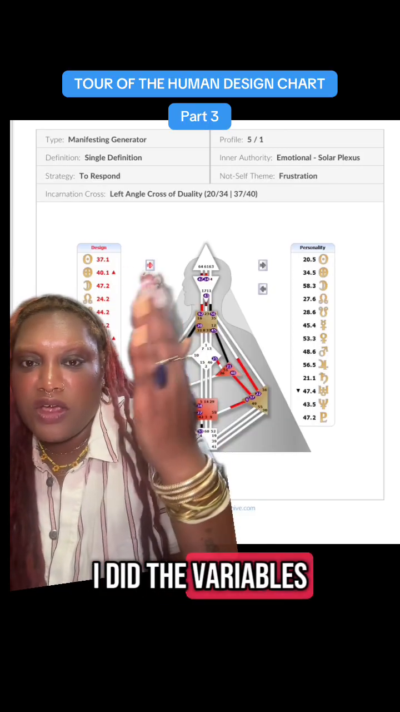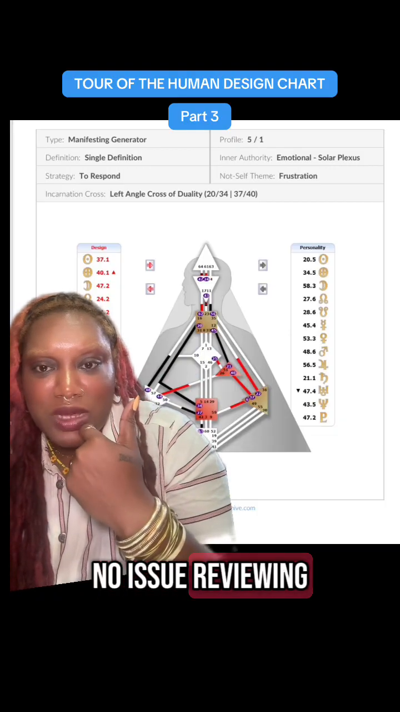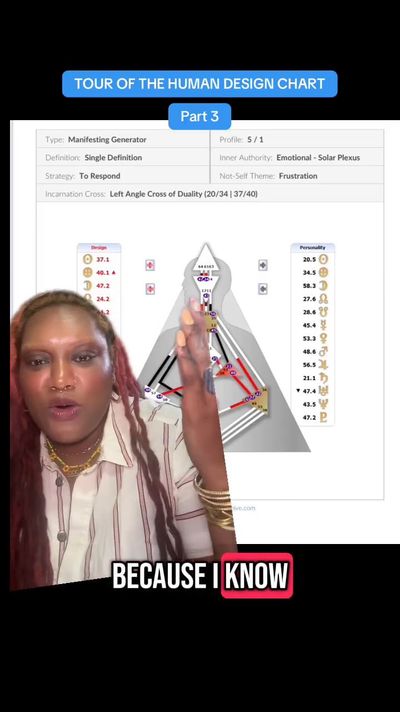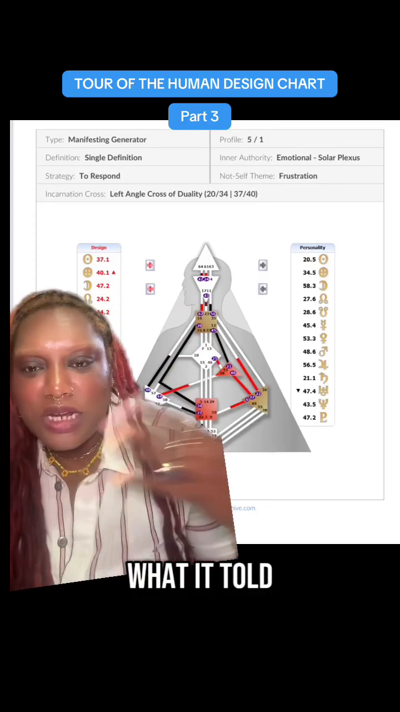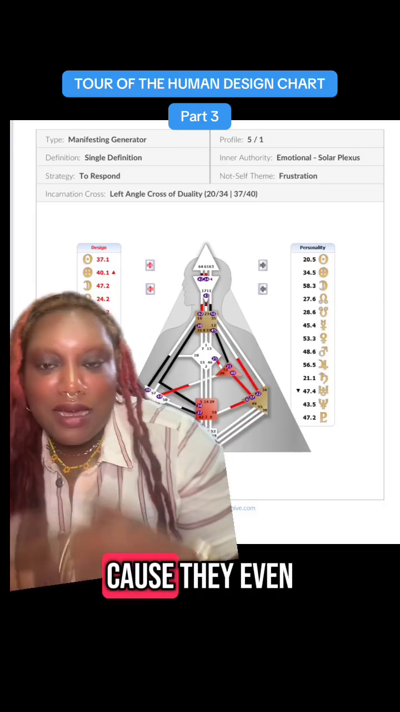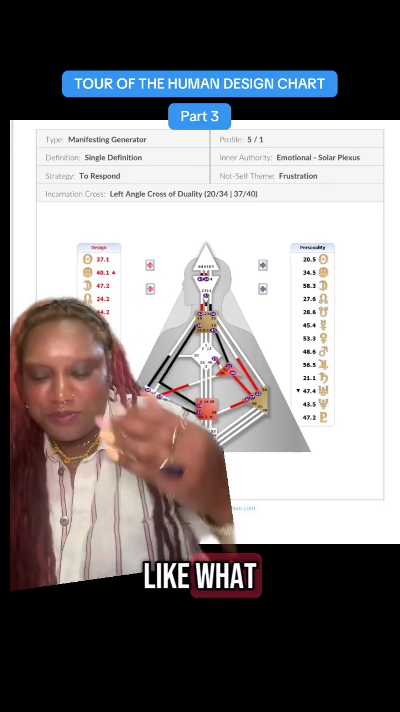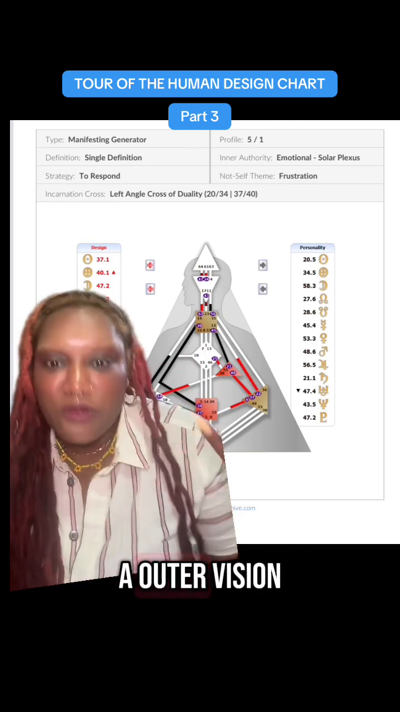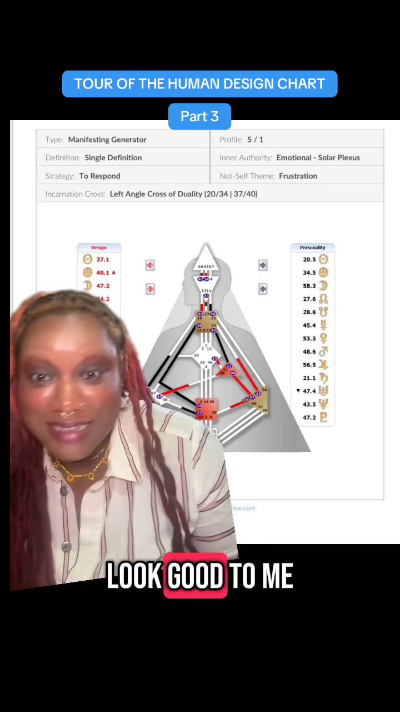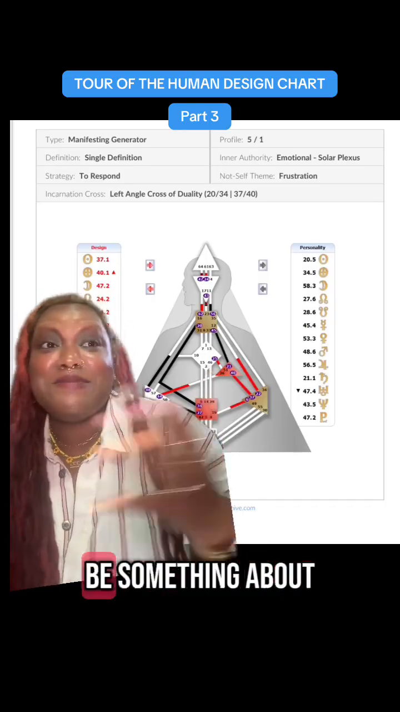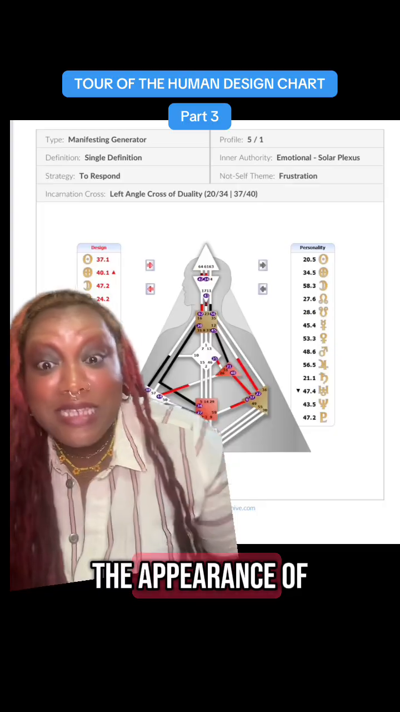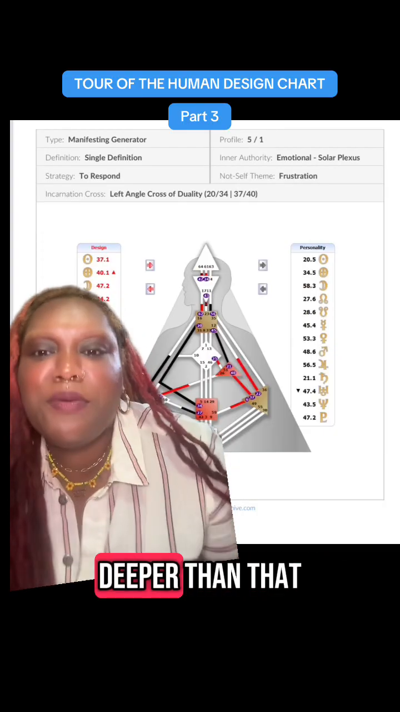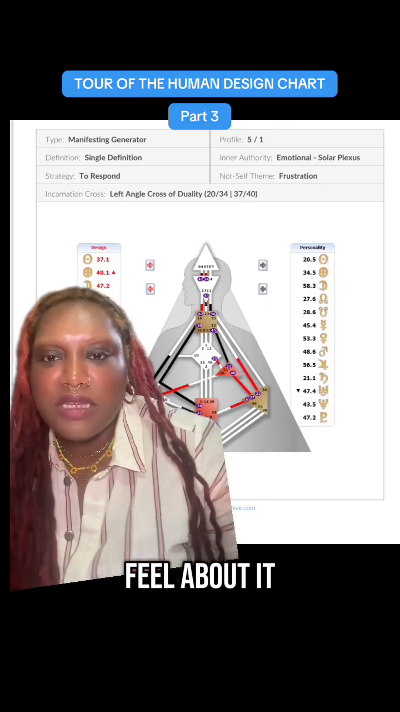It's been a while since I did the variables, but I have no issue reviewing that. I feel like I don't use them as much because I know I already align with what it told me. It's like, oh yeah, duh. Because it even tells you your vision, like what you take in, what you notice, what's important to you. And I have an outer vision, and I already know that things have to look good to me before anything else. There has to be something about the appearance of things for me. And so it's a very interesting system, and it goes deeper than that, but on a surface level, that's how I feel about it.